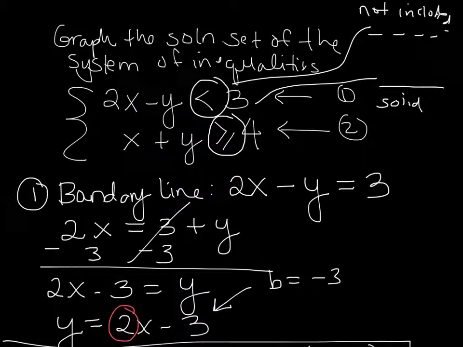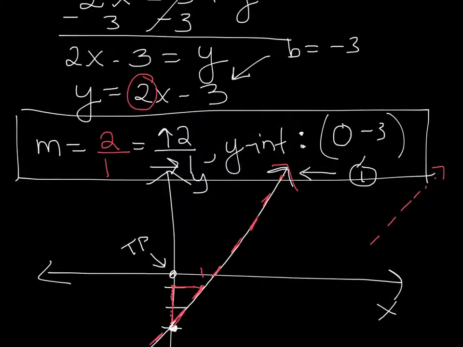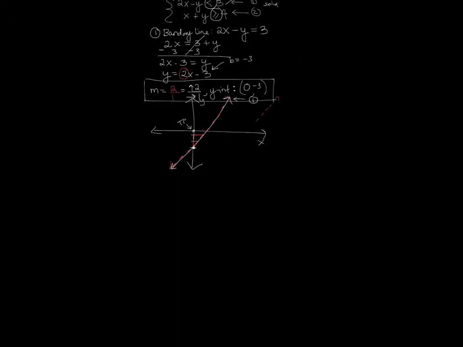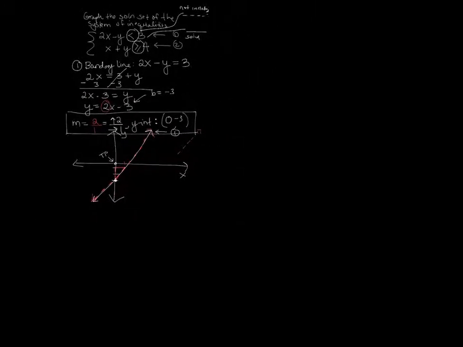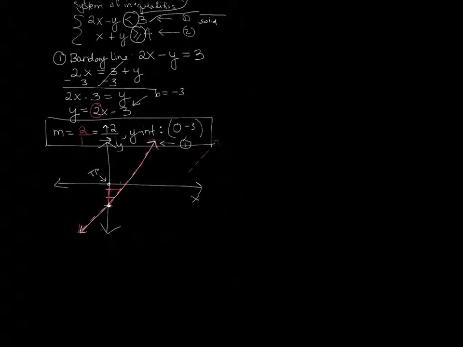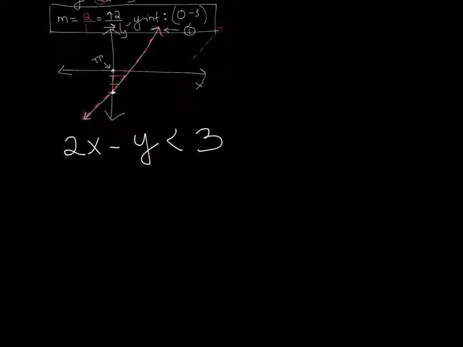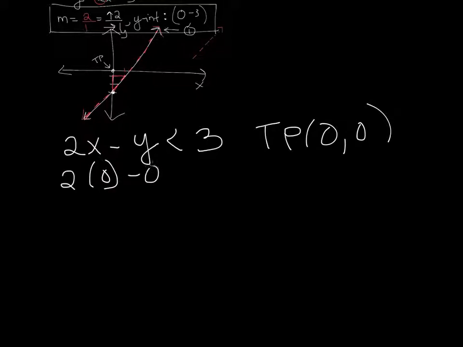So 2x minus y is less than 3. Let me just, so I can see everything. 2x minus y is less than 3. If I use the test point, TP, and it's 0, 0, well, 2 times 0 minus 0, is that going to be less than 3?